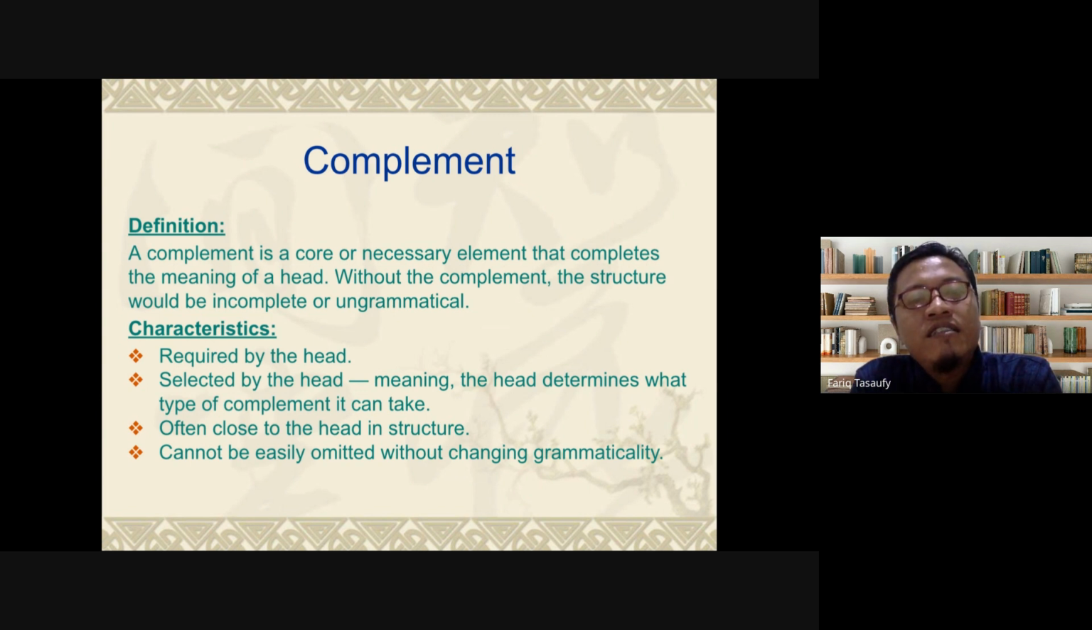And it is selected by the head, meaning the head determines what type of complement it can take, and it is often close to the head in structure and cannot be easily omitted without changing the grammar. So you cannot delete it or just ellipse the unit. You need to show it in the structure. It is difficult to hide the complement, because you need that kind of complement to make the sentence or the structure grammatical.